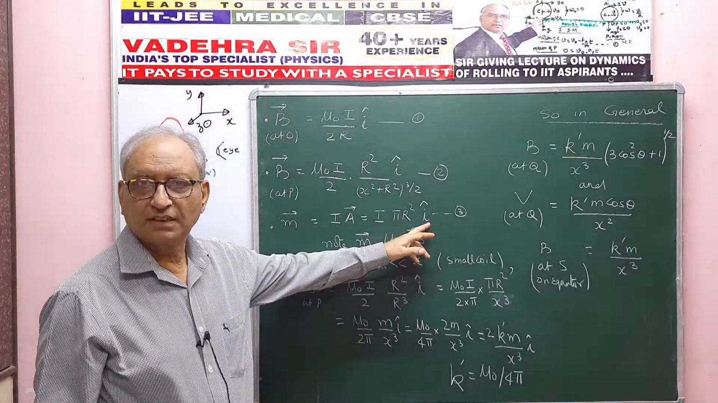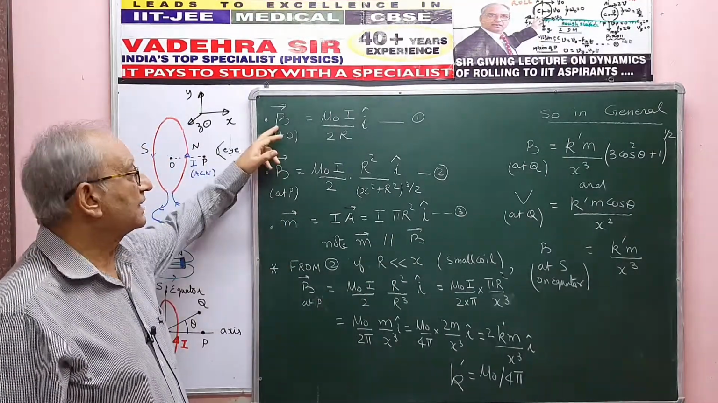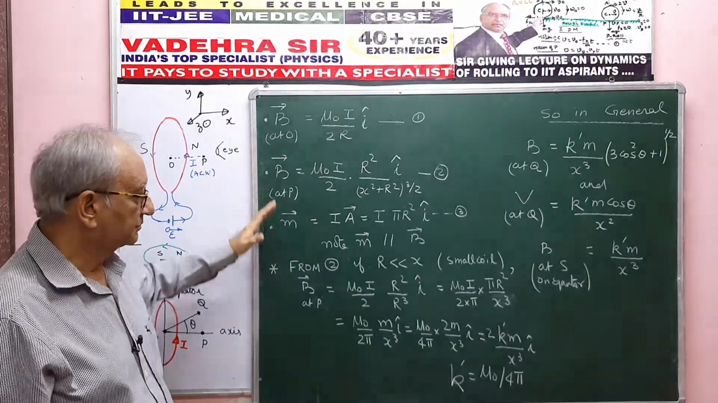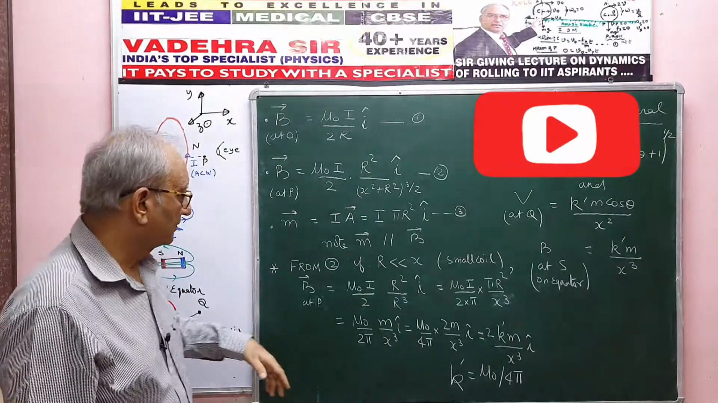I cap. You notice the direction of M arrow is same as B arrow, same as B naught arrow. And notice that M arrow is parallel to B arrow. That's what I've been saying.